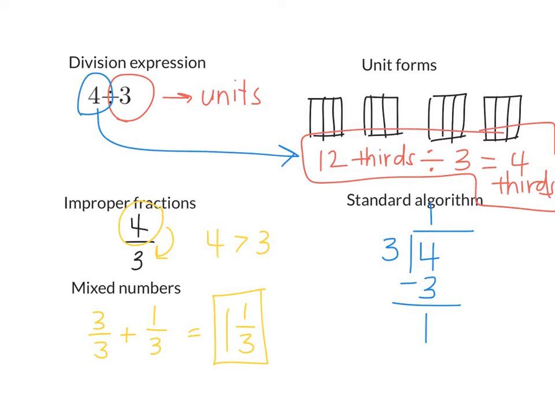If I have 1 piece left and I want to share it with 3 people, how much does each person get? 1 third. So the quotient becomes 1 and 1 third. I know it's hard to see there with the words. But do you guys see why it's 1 and 1 third? Because I have 1 left over and I want to share it amongst 3 people, so they each get 1 third.